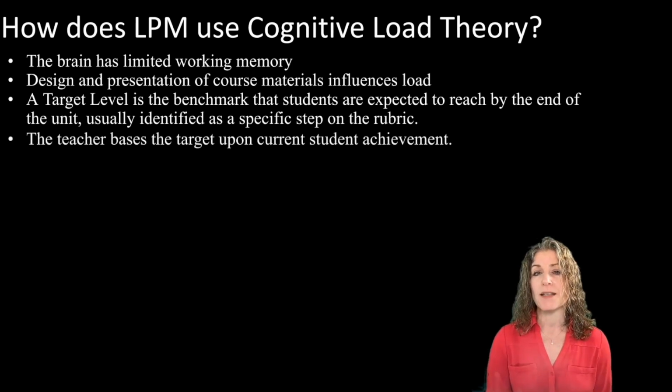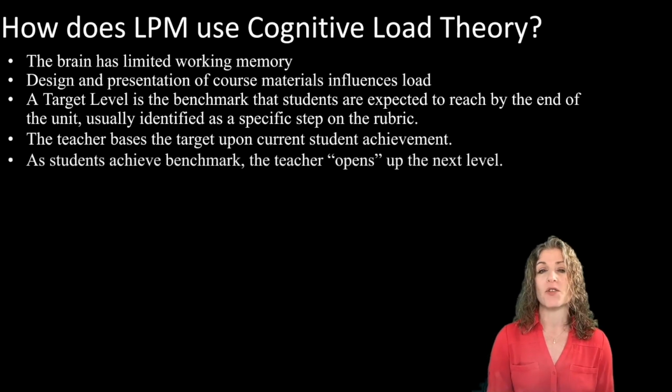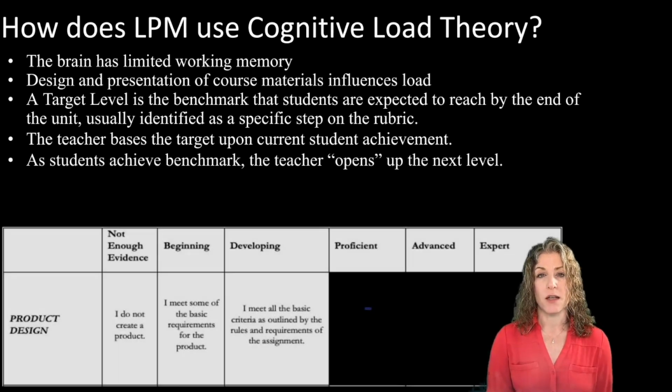The teacher bases the target upon current student achievement. As students achieve that benchmark, the teacher opens up the next level. For example, see the learning progression for product design shown here. Let's say we're in Unit 2, and the target is developing. So students can only see the learning progression up to developing.